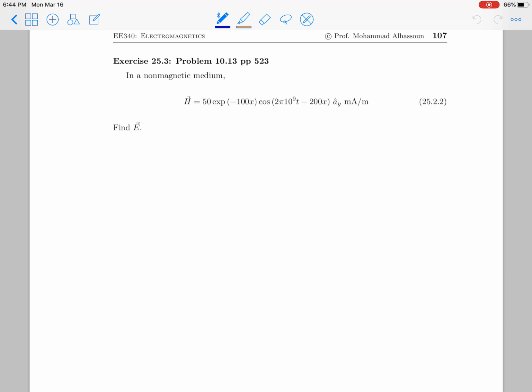Let's take another example. We have a non-magnetic medium with the following magnetic field, and we want to find the electric field. In general, the electric field is expressed in the following form.